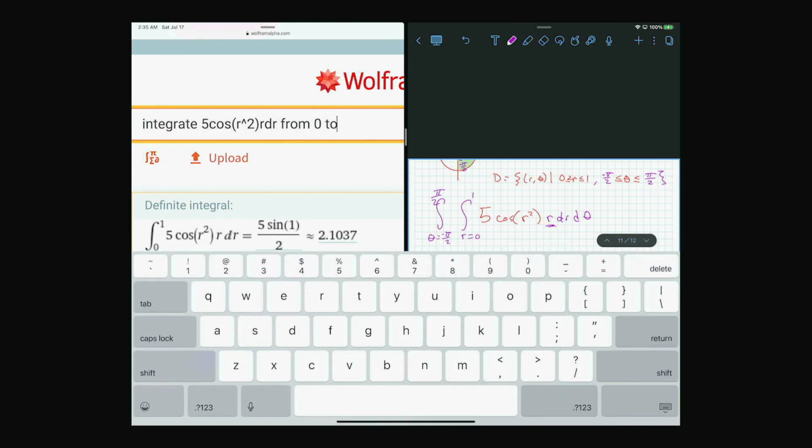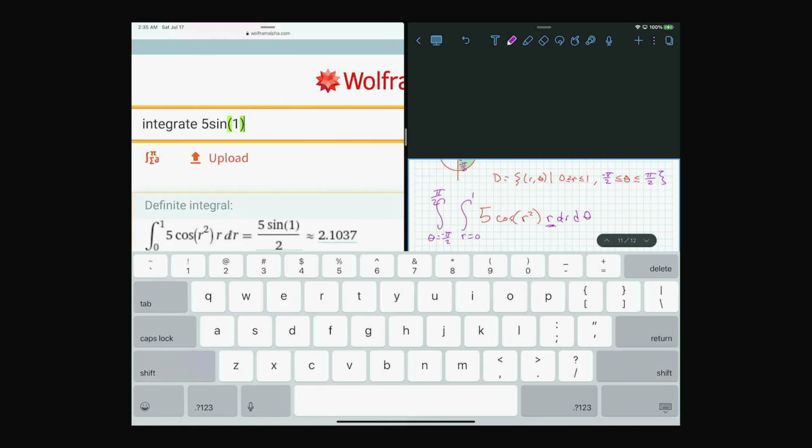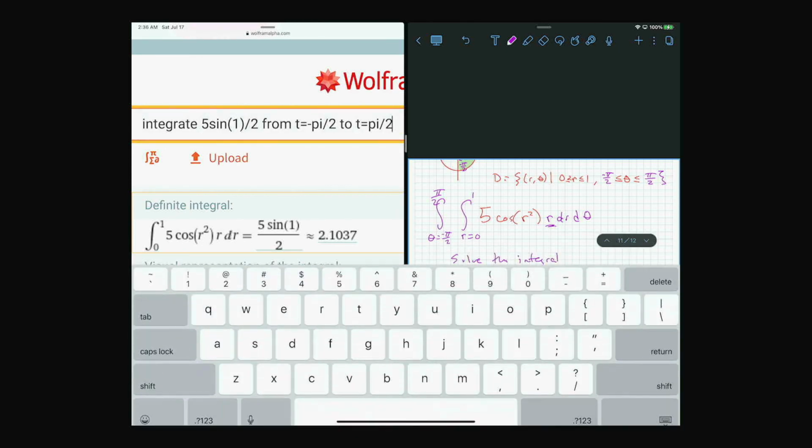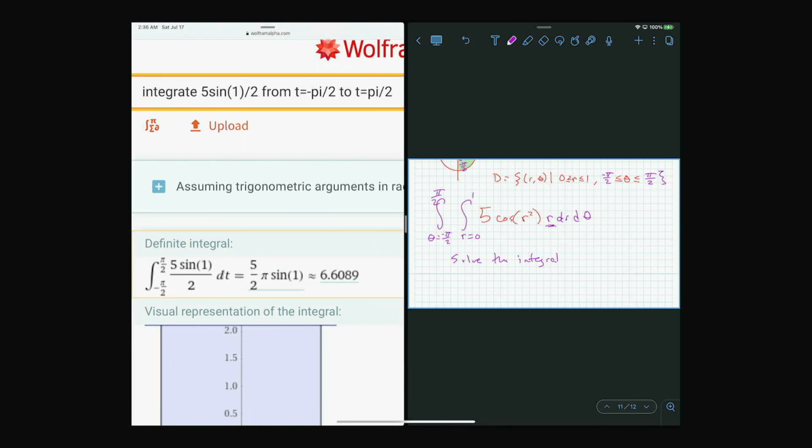And then I can go 5 sine 1 over 2 from theta, I guess I'll do t, t equals negative pi over 2 to t equals pi over 2. A lot of times I'll use t instead of theta because I don't want to figure out how to type theta, and for an integral, it doesn't matter what the variable is. So the answer there is 5 halves pi sine 1. I'm going to check if that's correct. It should be. It is.